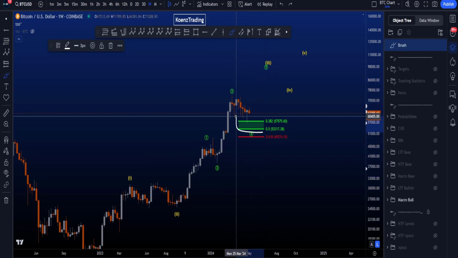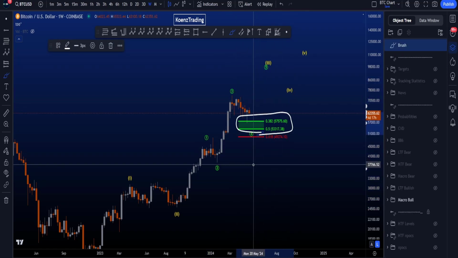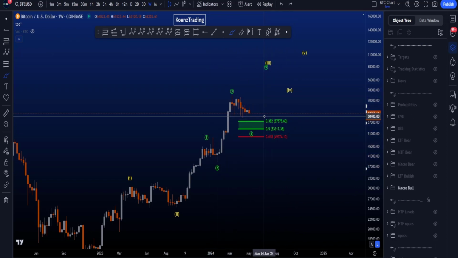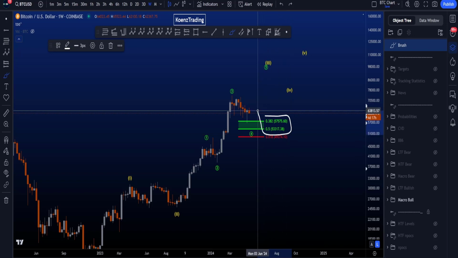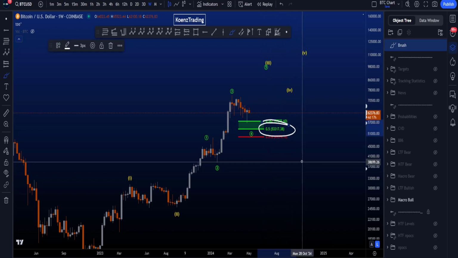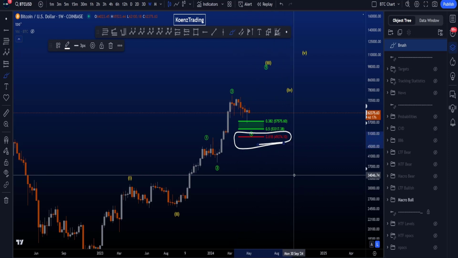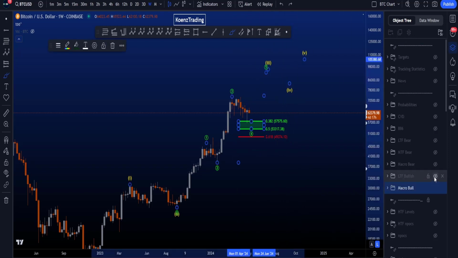The common target area for your wave 4 is the 0.382 to the 0.5 Fibonacci, taken from the low of 2 to the high of wave 3, giving you a target between 57.6k and 53.3k. The invalidation for this scenario is the 0.618 at 49.3k.